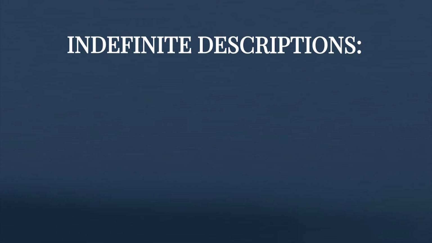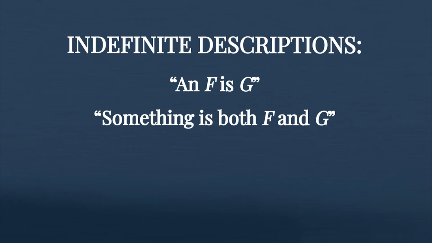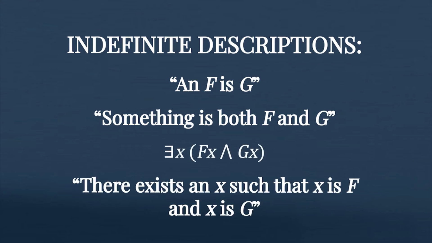Now that you understand the ideas behind Russell's theory, I'm going to introduce the logical notation that Russell uses to generalize these ideas to all sentences. For indefinite descriptions, we can take a simple general case to be of the form "an F is G," which Russell renders as "something is both F and G." In logical notation, this is written as follows, which can be read as saying there exists an X such that X is F and X is G. If we were to apply this analysis to the horse example, it would change "a horse ran past me" to there exists an X such that X is a horse and X ran past me.